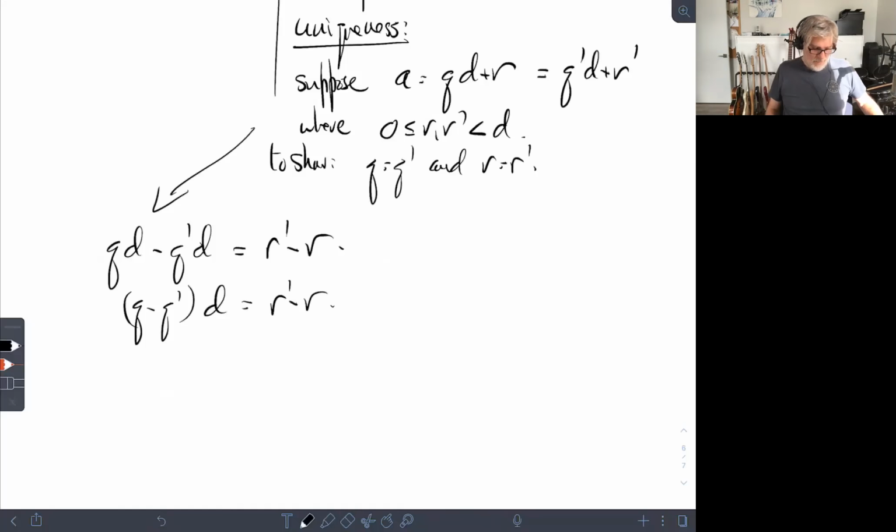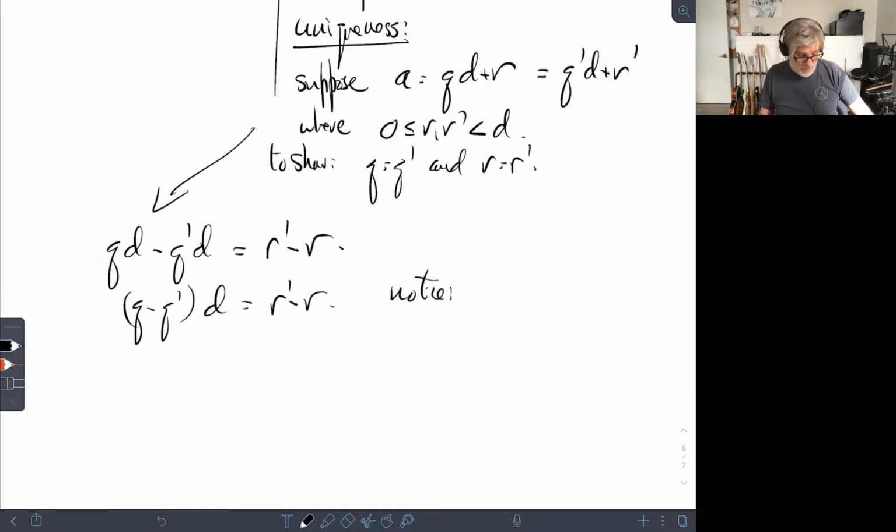Right? But now here's the killer argument. R and R prime are little baby numbers between 0 and D. So if I subtract them, it shouldn't get really big. Of course, you say, wait, maybe it's a negative. But if I take them in absolute value, these numbers are close to one another. They can't be very, very far apart. But this equality says it should be a multiple of D. So that's very unlikely.